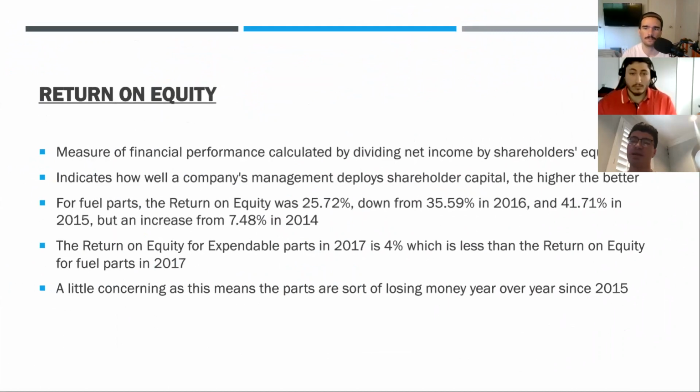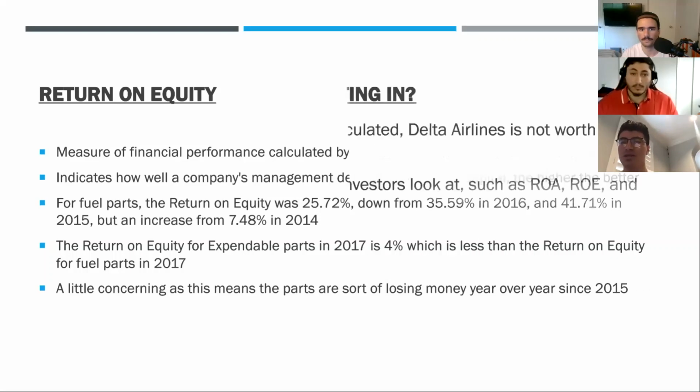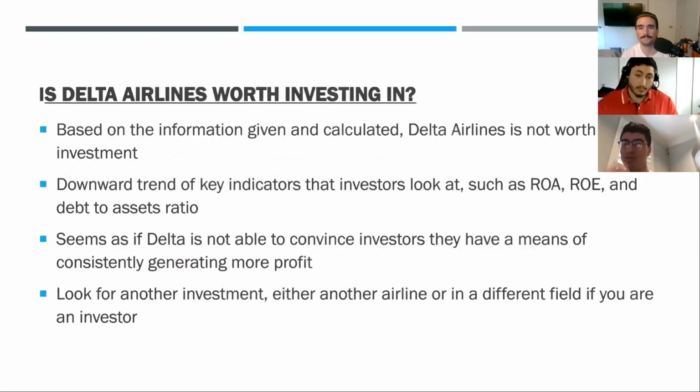So moving on to the next slide, we have the return on equity, which measures the financial performance, calculated by dividing net income by shareholders' equity. And the higher, the better. This indicates how a company's management deploys shareholder capital. And the return on equity in 2017 was 25.72%, which is down from 35.59% in 2016 and 41.71% in 2015, but an increase from 7.40% in 2014. And this is a little concerning because that means that the return for Delta Airlines is declining year over year since 2015.